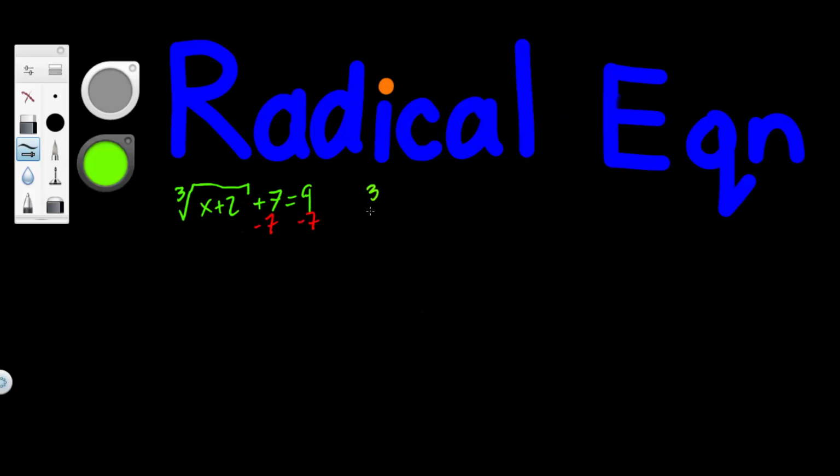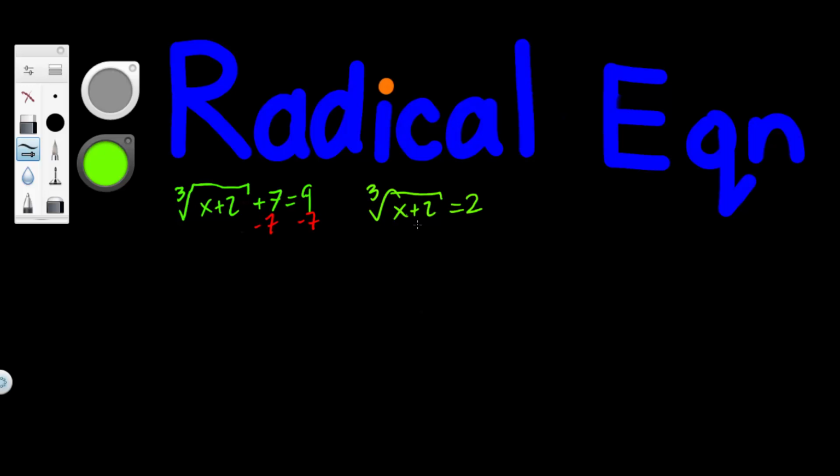We still have the cube root of x plus 2, and now we have minus 7, so this is just 0, equals, this will still be 2. 9 minus 7 is 2. Now this is the equation we're looking at.